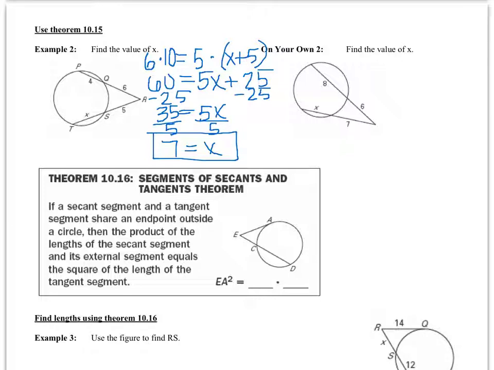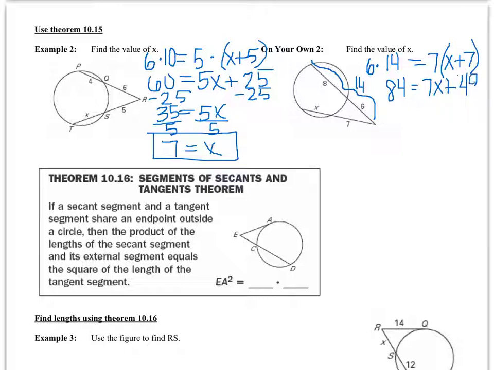On your own 2 also says find the value of x. So for the top, we're going to do the outside times the entire segment. Now the entire segment is going to be 8 plus 6, which would be 14. So it's 6 times 14 equals, on the bottom, the outside segment times the entire thing, and the entire segment is x plus 7. So we've got 6 times 14, that's 84, equals 7x plus 49.